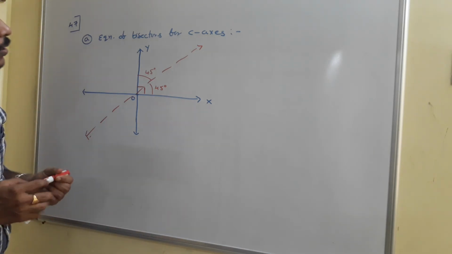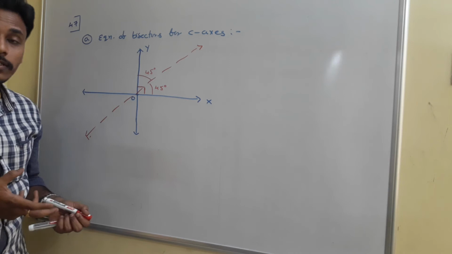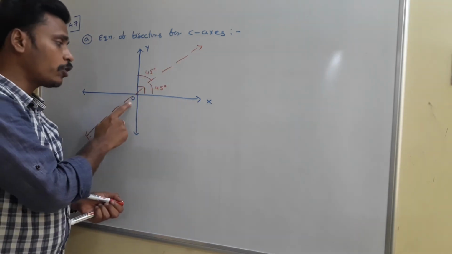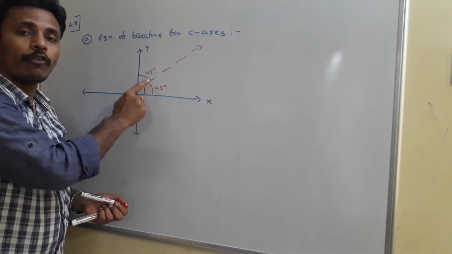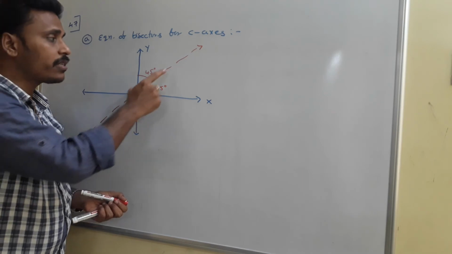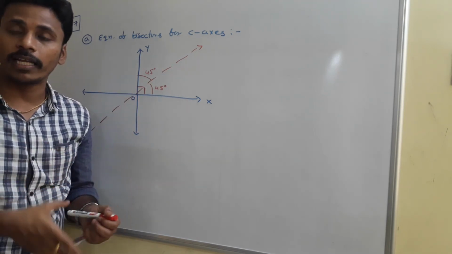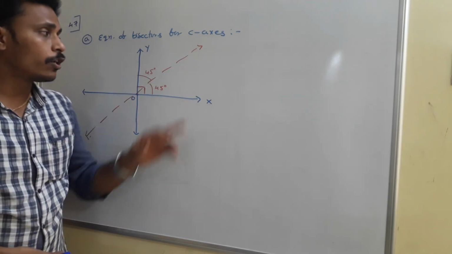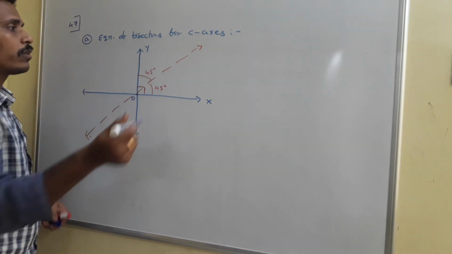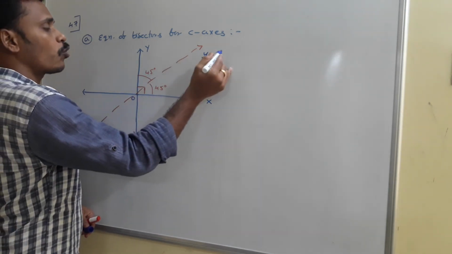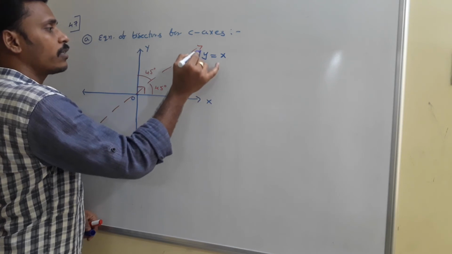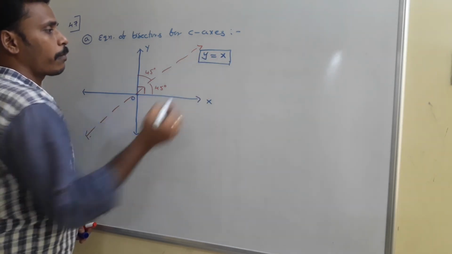Now think about that bisector. This is a bisector passing through the origin and making an angle of 45 degrees with the x-axis. Since this line makes an angle of 45 degrees, tan 45 is 1, so its slope is 1. So the equation of this bisector is y equals mx, that is, y equals x.